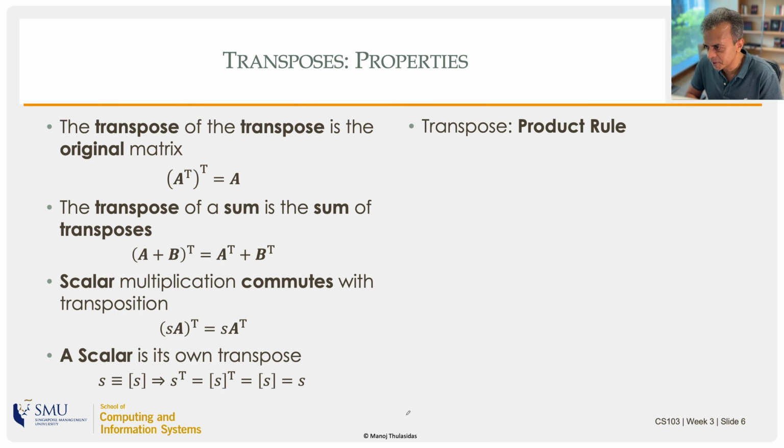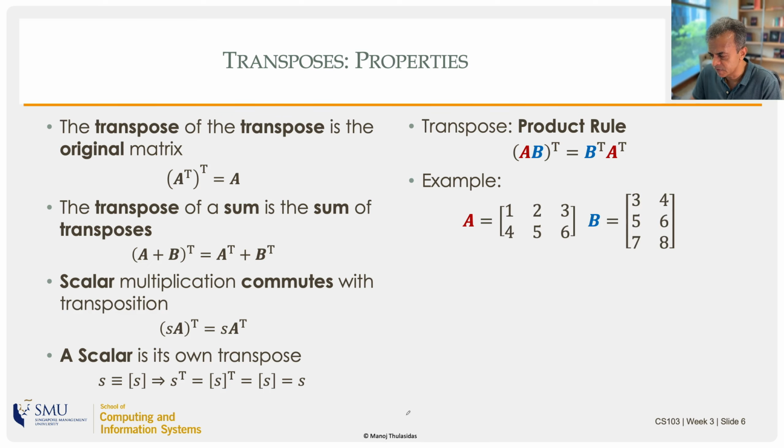Now the most important thing that you will learn here is that the transpose of a product is the product of the transposes, but in the reverse order. That is called the product rule of transposes, and that is very important. So (AB) transpose is B transpose A transpose. So we will go through that. We'll spend a couple of minutes on this one because this is important.